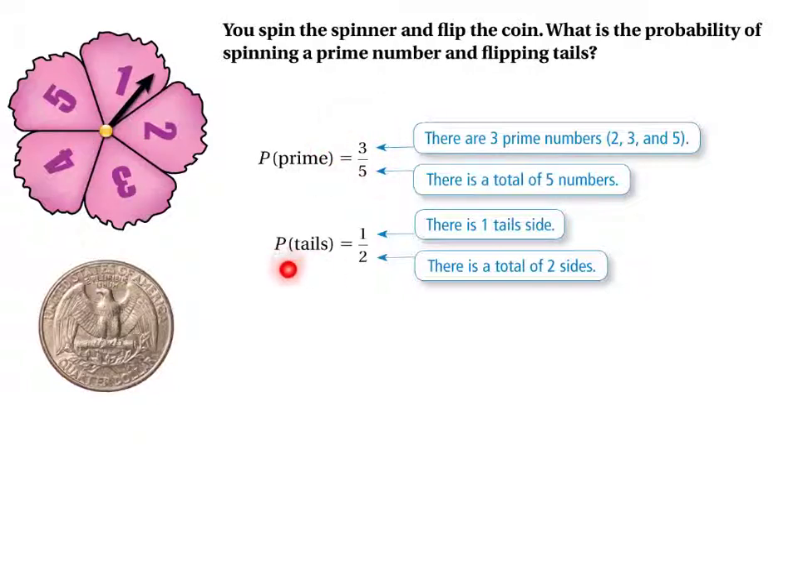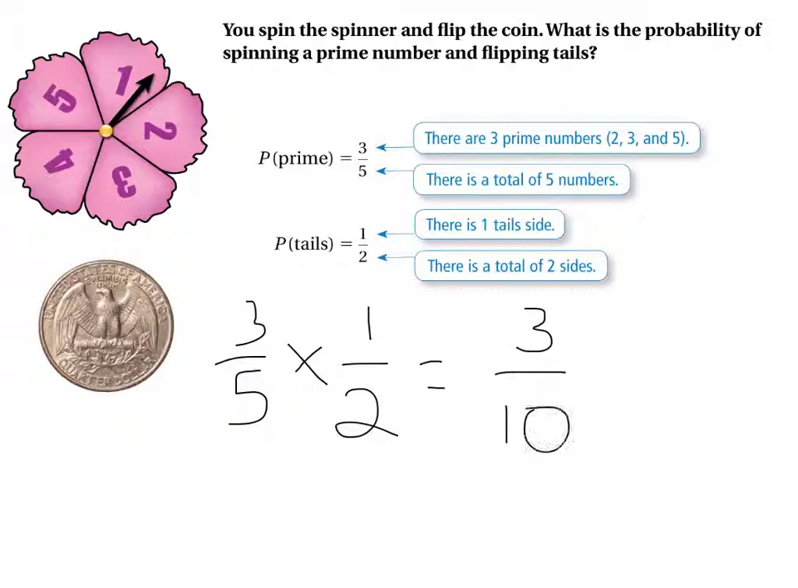The probability of flipping tails is 1 out of 2. So I'm going to multiply those two together. 3/5 is the probability of spinning a prime number, and I'm multiplying that by 1/2. So the probability of doing those two things is 3 out of 10.